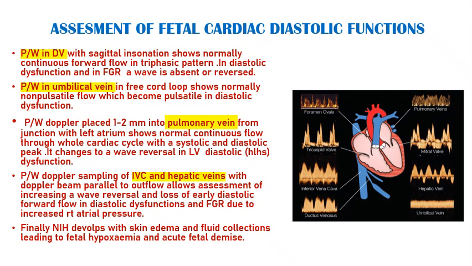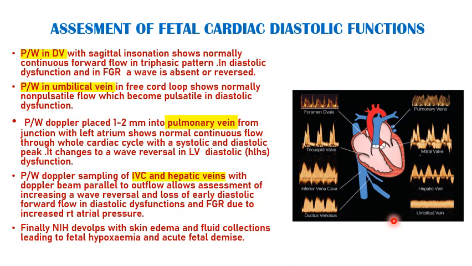Another way to assess fetal cardiac diastolic function is assessment of different veins, like the ductus venosus. Pulse wave in the ductus venosus with sagittal insonation normally shows continuous forward flow in a triphasic pattern. In diastolic dysfunction and in FGR, the A wave is absent or there is reversal. Pulse wave in the umbilical vein normally shows non-pulsatile flow, which becomes pulsatile in diastolic dysfunction.